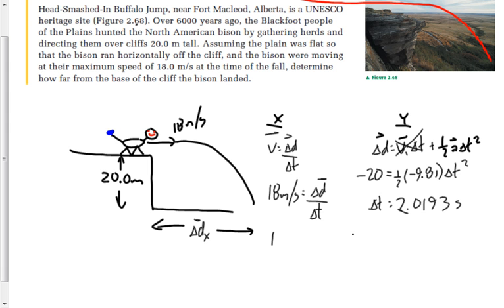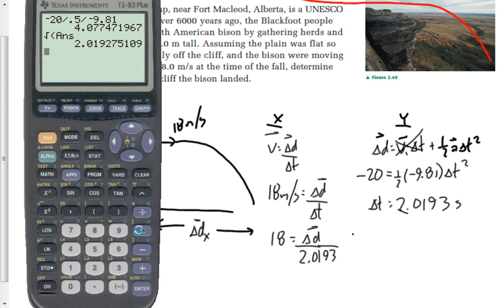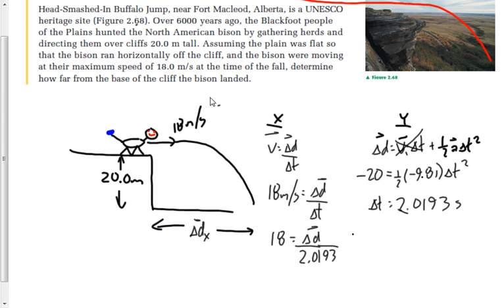Let's plug in the value of time now. 18 equals delta d over 2.0193. The 2.0193 goes up by multiplying. Multiply it by 18, and I get a value of 36.34. How far does the bison fall? 20 meters. How long does it take him to fall? 2.01 seconds. How far does he land from the base of the cliff? 36.3 meters. Reggie?